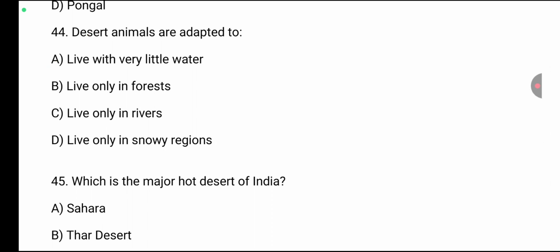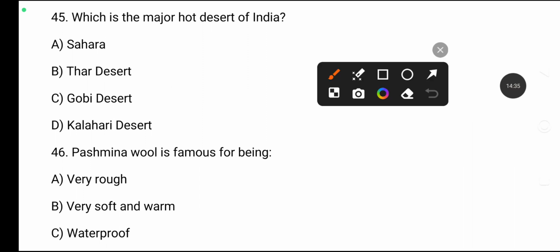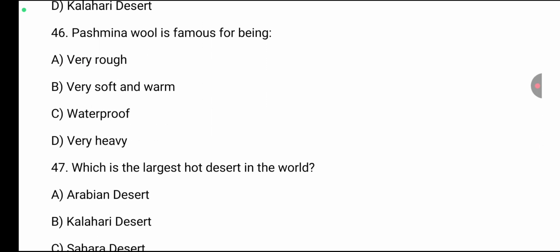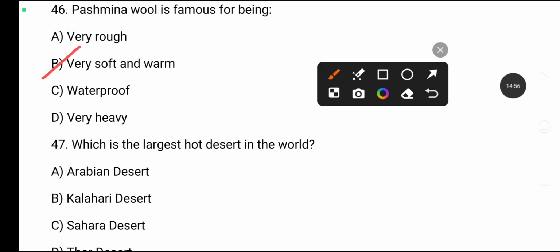Okay. Moving on to question number 45. Which is the major hot desert in India? Sahara, Thar, Gobi, Kalahari. That is the Thar desert. Okay. Moving on to question number 46. Pashmina wool is famous for being very rough, very soft and warm, waterproof, very heavy. That is very soft and warm.